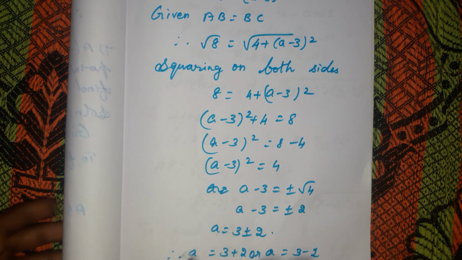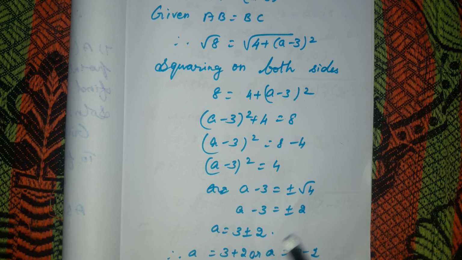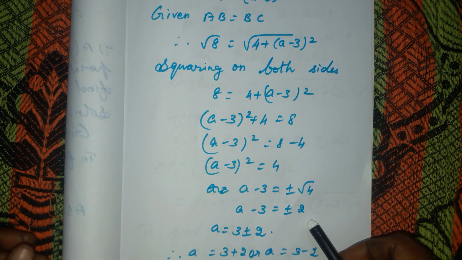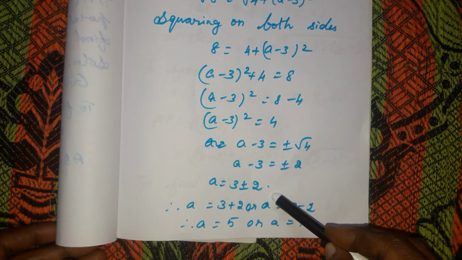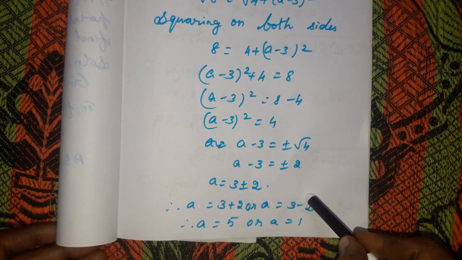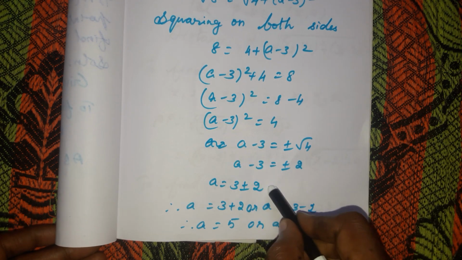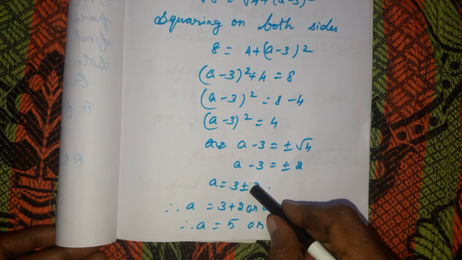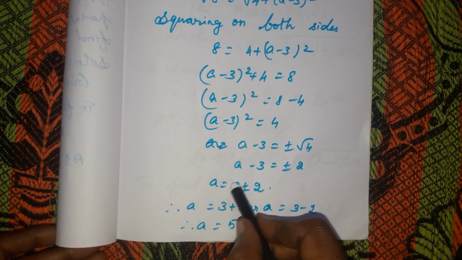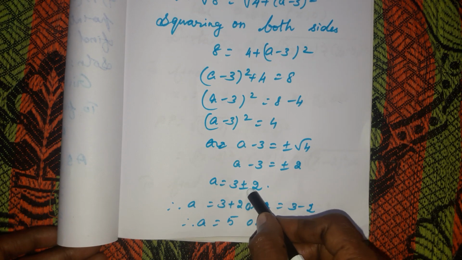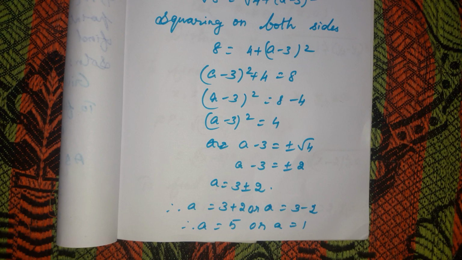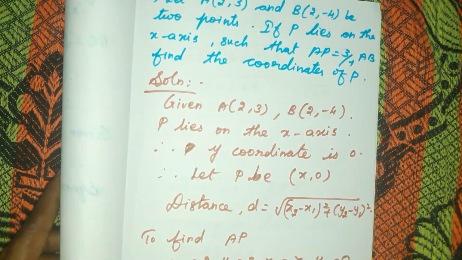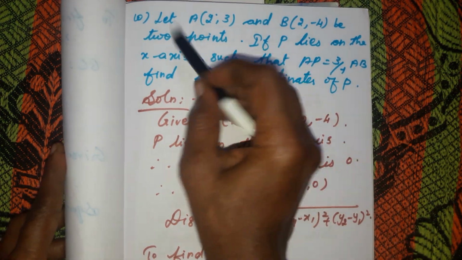a minus 3 is equal to plus or minus root 4. Root 4 is equal to 2. So a minus 3 is equal to plus or minus 2. Therefore a is equal to 3 plus or minus 2. That means a is equal to 3 plus 2 or a is equal to 3 minus 2. So 3 plus 2 means 5, a is 5, or a is equal to 1. Then the 10th problem, that is also a homework problem.